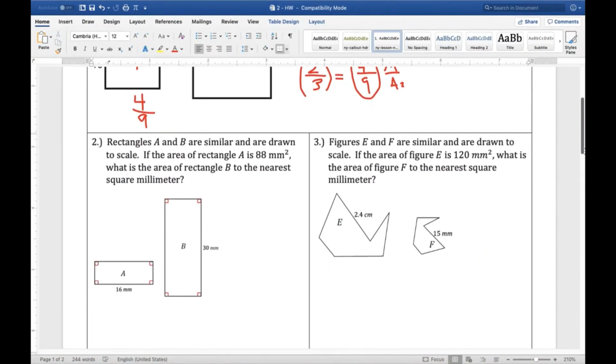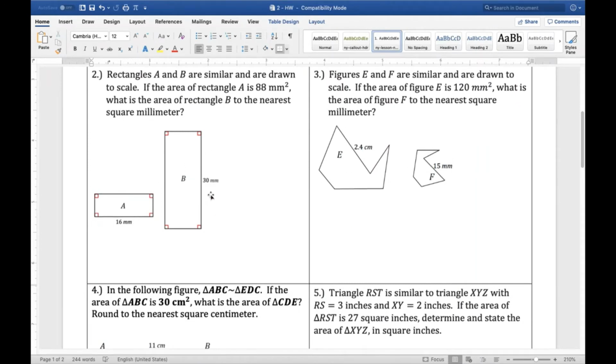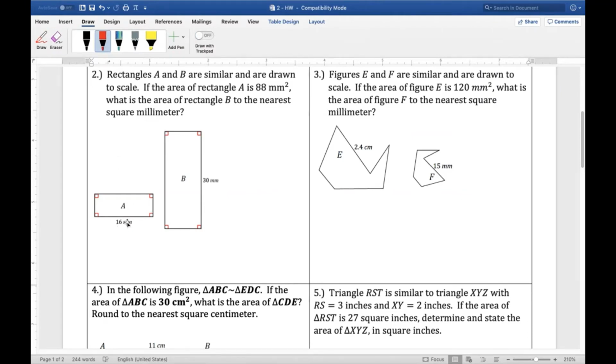Okay, if we scroll down, let's take a look at number 2. Here, notice we're not given both dimensions of rectangles A and B. Rectangles A and B are similar and are drawn to scale. If the area of rectangle A is 88 millimeters squared, what is the area of rectangle B to the nearest square millimeter? One thing we should always check is that we're in the same unit of measure: millimeter, millimeter, and millimeter.